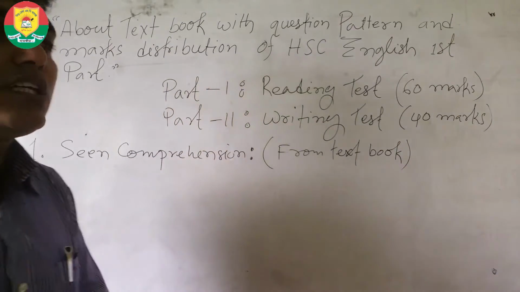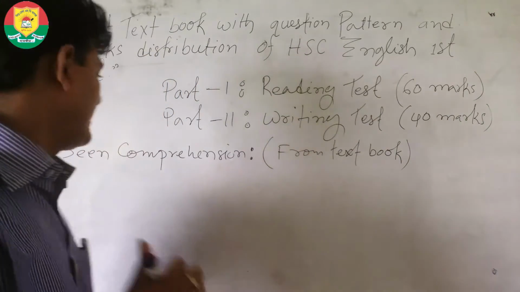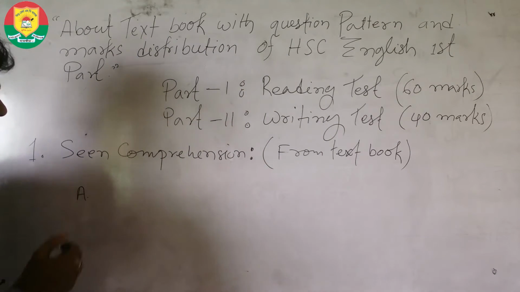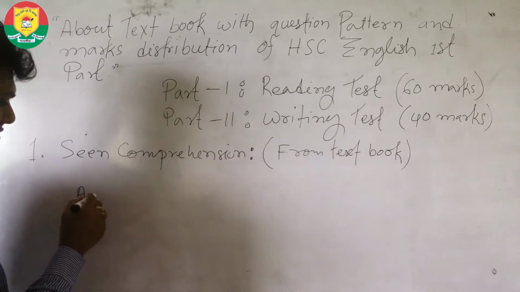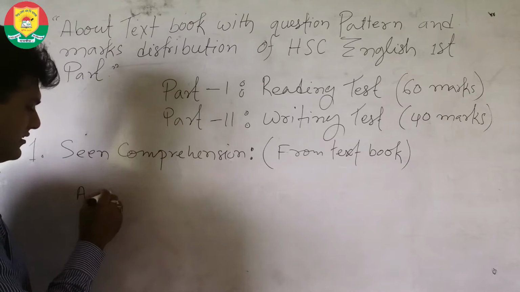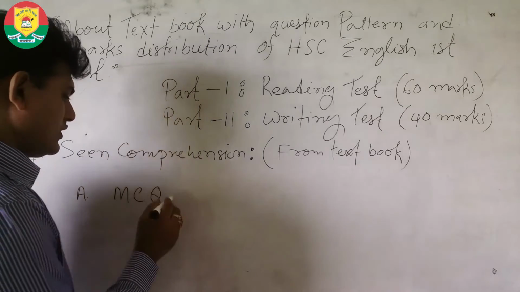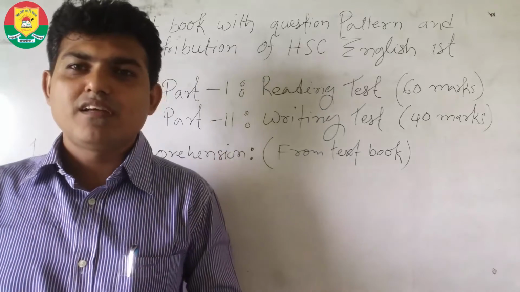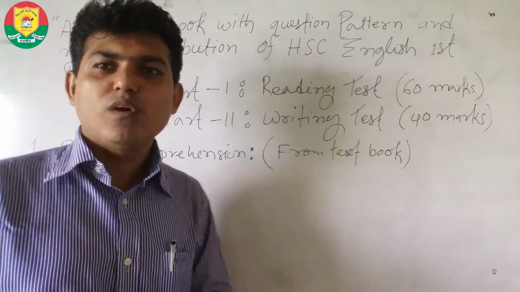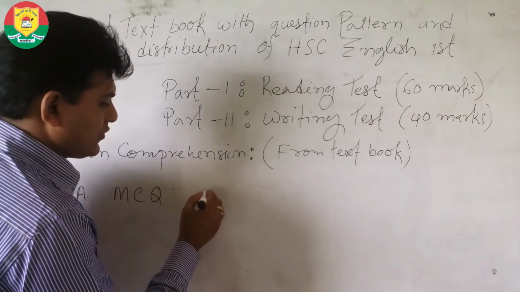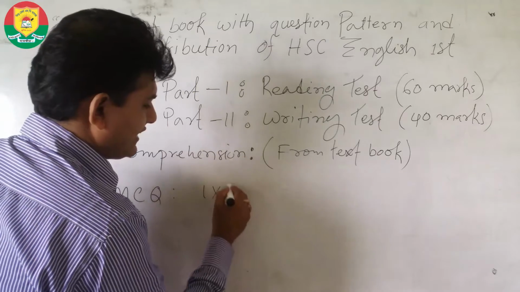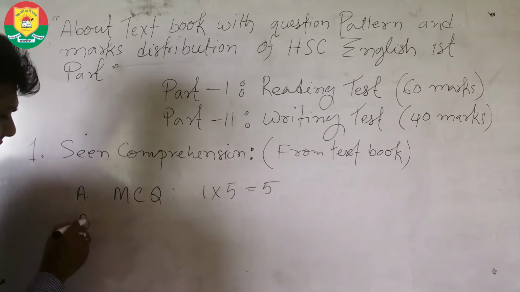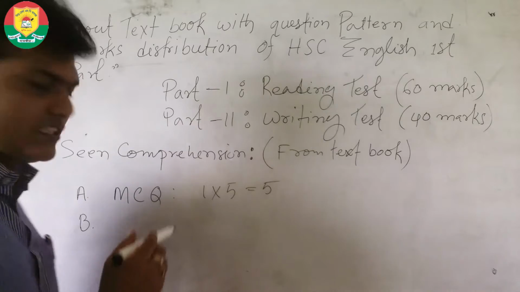In this question, two types of questions will be set. Section A, multiple choice questions. Here five multiple choice questions will be set. Each question contains 1 mark, so 1 into 5 is 5. And section B, open-ended questions.